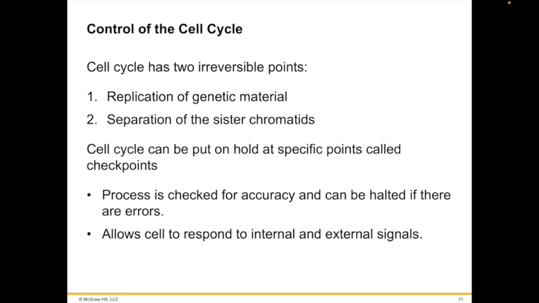These two points are tightly controlled, as are other specific points we call checkpoints. At these checkpoints, the process can be assessed for accuracy and halted if there are errors. This leads to very high fidelity for the overall process. This also allows the cell cycle to respond to both internal and external signals, which are integrated at major checkpoints.